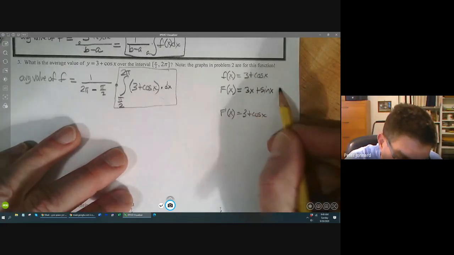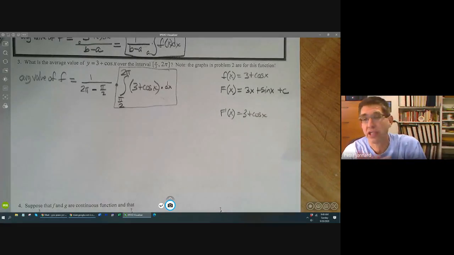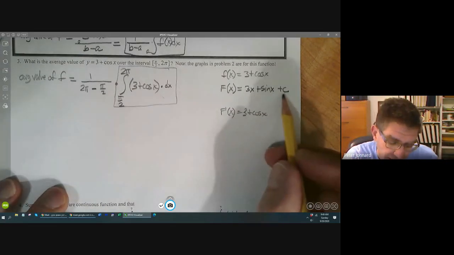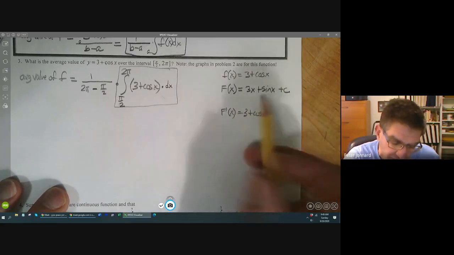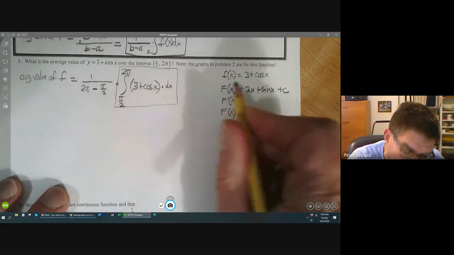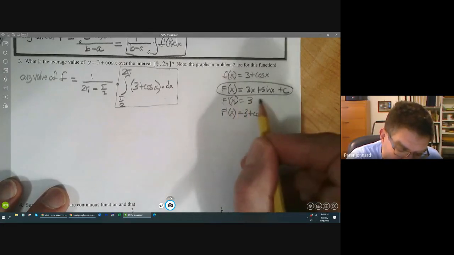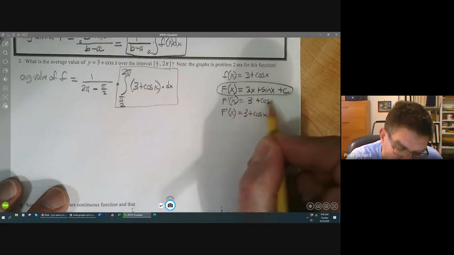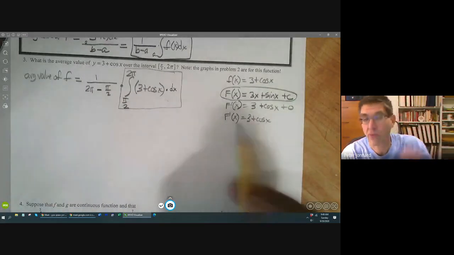Then I want to have a constant c, because anytime you anti-differentiate, anytime you take the integral, you have to be concerned about an arbitrary constant c that might have been there. Let's just be sure. If I take the derivative of this, do I really end up back where I started? That's key. The derivative of this is 3. The derivative of the sine of x is the cosine of x. And the derivative of a constant is 0. So sure enough, I ended up where I wanted to be.